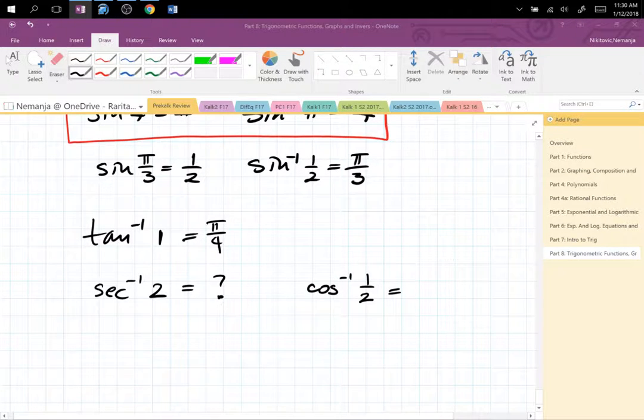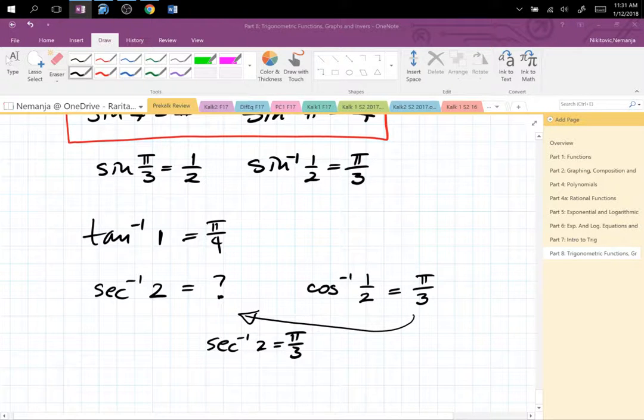No, half, because they give you the same value, and because you know that the secant is 1 over cosine. And cosine of 1/2 will give you √3/2. Therefore, cosine inverse of 1/2 is pi over, that's what I meant, pi over 3. So secant inverse of 2 is pi over 3. There we go, much better.